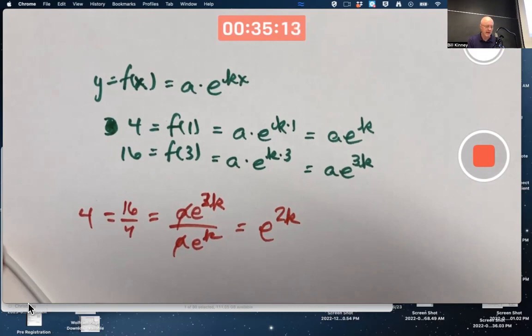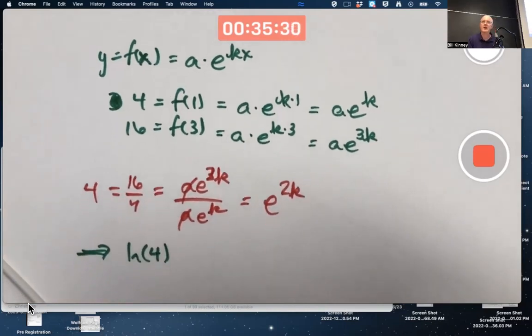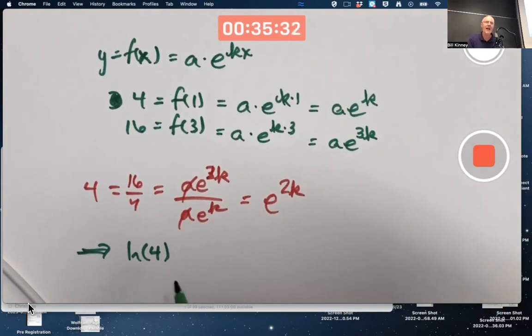But solving that for k is harder. What do we do? We take the log of both sides. What are we doing when we take the log of both sides? We're really using the inverse function of e to the x, ln.